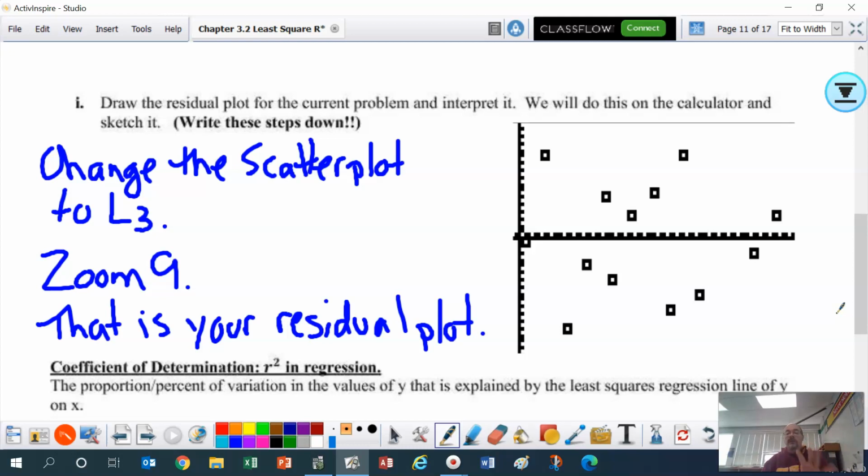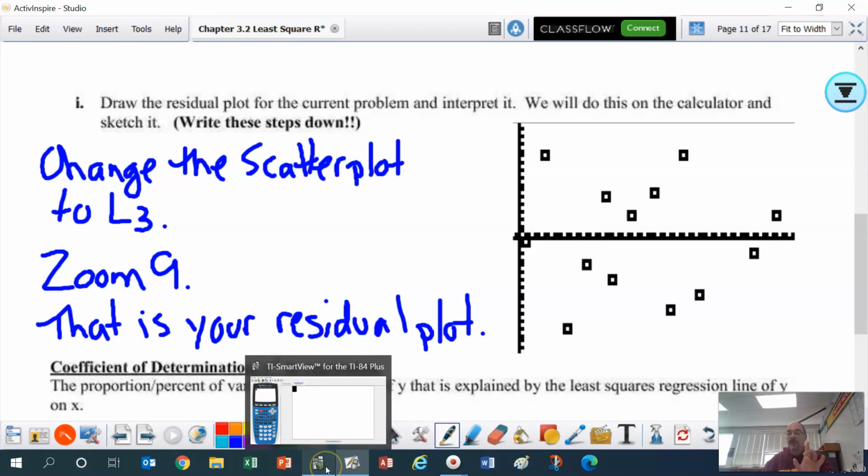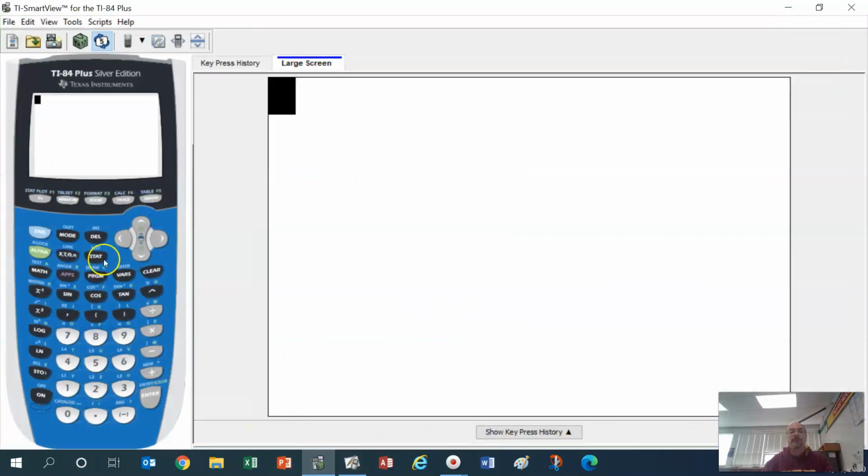All right, so this is the residual plot of that last problem we did with the hot cereal sales and the temperature, okay? That last example we did in the previous video, this is the residual plot for that. So this is how we do it. We change the scatter plot to list number 3. We're going to do zoom 9. That is your residual plot, okay? Here we go. So if you need to pause, pause, and then start it again.